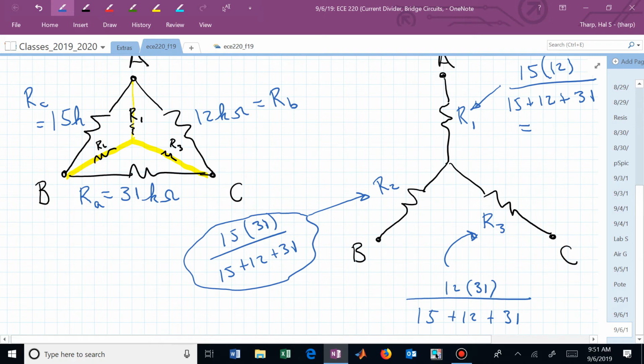And now we've converted a delta into an equivalent Y configuration. I may provide you with a video on why these formulas exist, but this is sort of how you would create those expressions on the fly without the formulas in front of you. We'll pick up at that point on Monday.